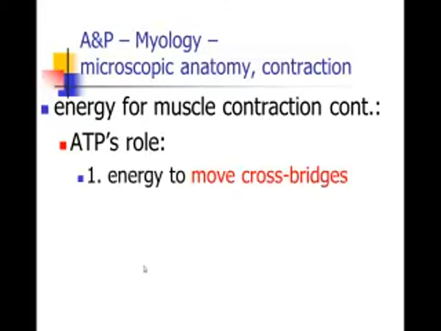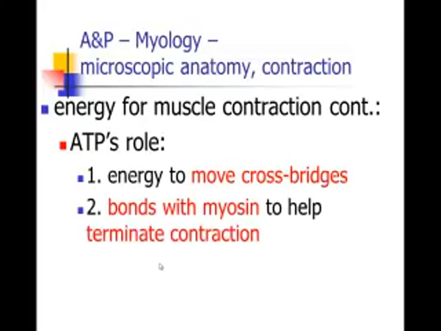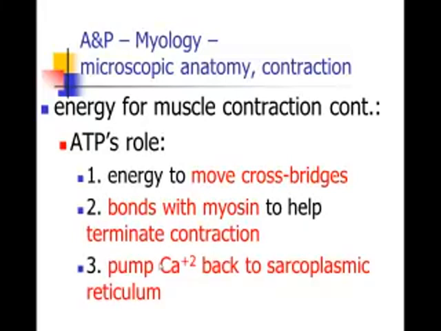So what do we use the ATP for? A bunch of things. One of the things is to move the cross bridges between the myosin and the actin. We also mentioned that the ATP bonds with myosin, which terminates the contraction. ATP is going to be used to pump calcium back into the sarcoplasmic reticulum.